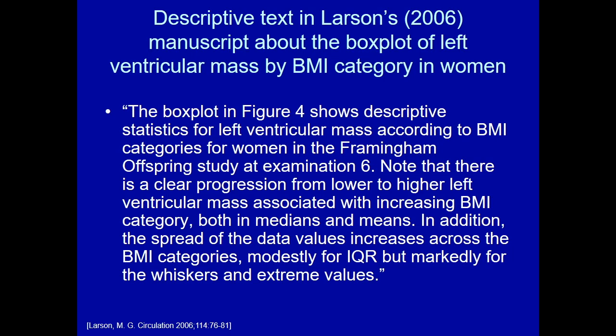So the interquartile range is that Q3 minus Q1. So that was me talking about how the box sizes look a little bit similar. But it was also saying that the spread of the data increases in the whiskers and those extreme values from normal to overweight to obese.